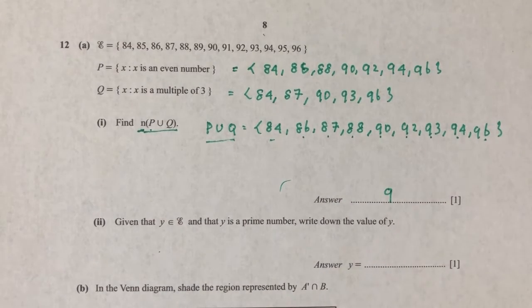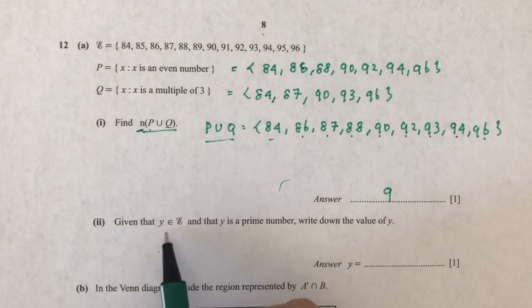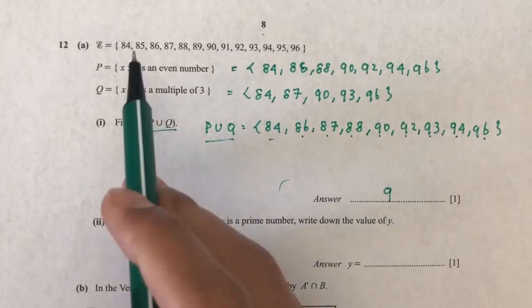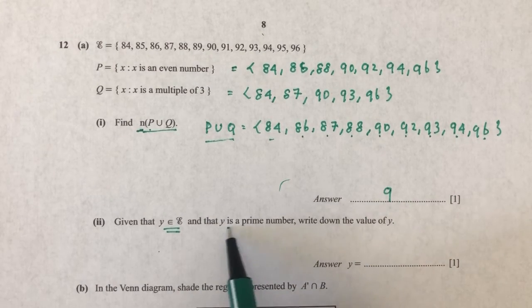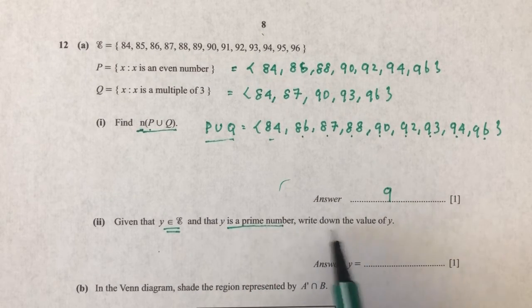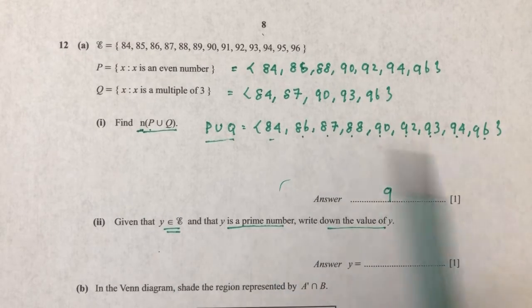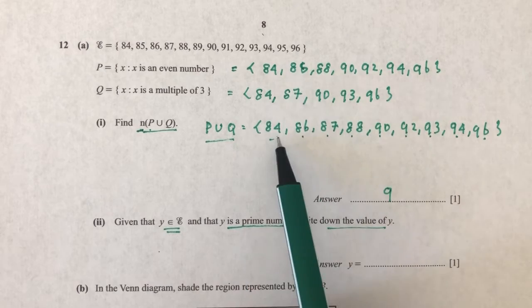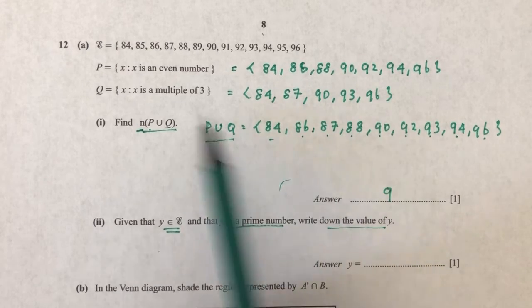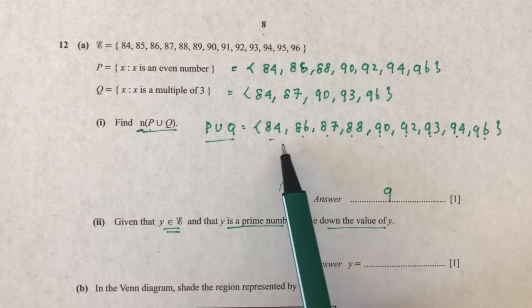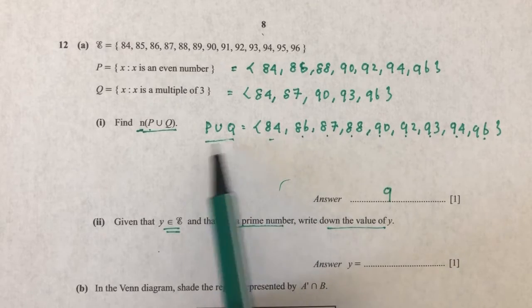Okay, so now part 2. Given that y is inside the universal set, y is a prime number, write down the value of y. Okay, so we know that these numbers are not prime because it is even and this one is a multiple of 3. So these numbers here are not prime. So what is left outside of these numbers?